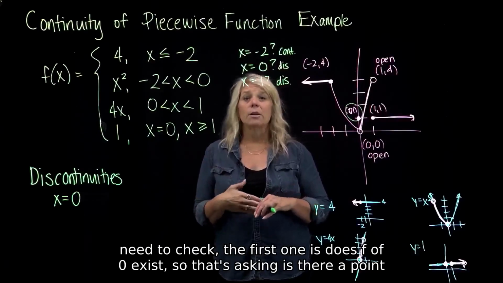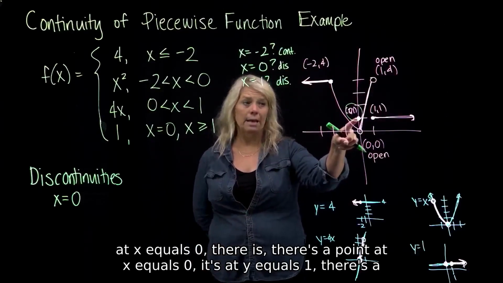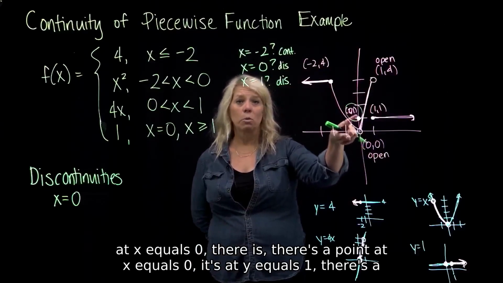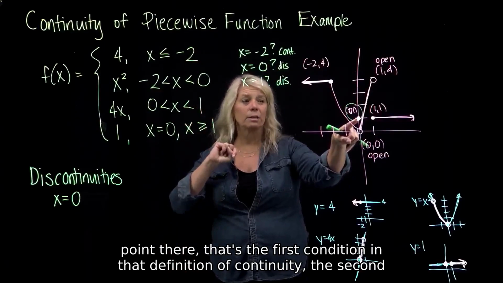So that's asking, is there a point at x equals 0? There is. There's a point at x equals 0. It's at y equals 1. There's a point there. That's the first condition in that definition of continuity.